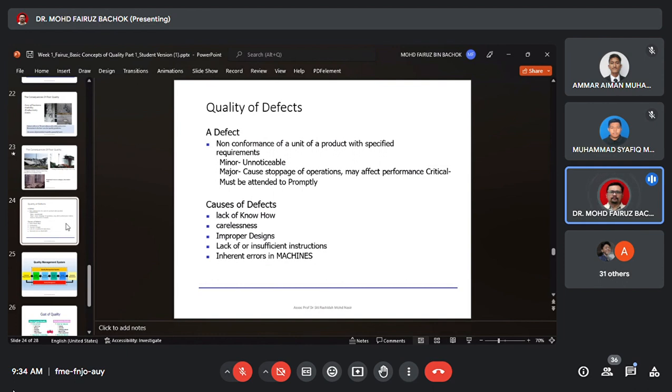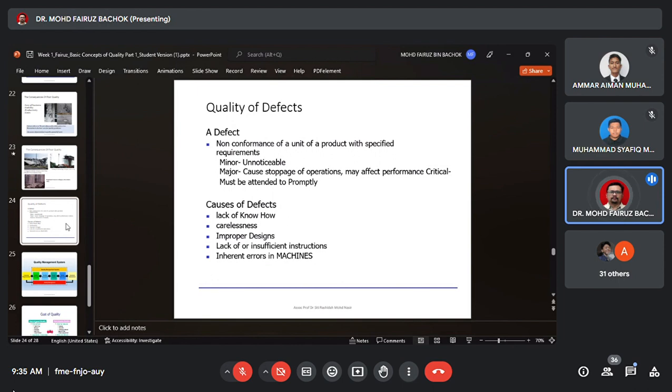Okay, when there's a major defect, you need to attend to it promptly. You have to take a quick solution. If not, it will continue and can lead to other defects. So minor, okay, but if possible, don't have any minor ones. But major, you need to take quick action.